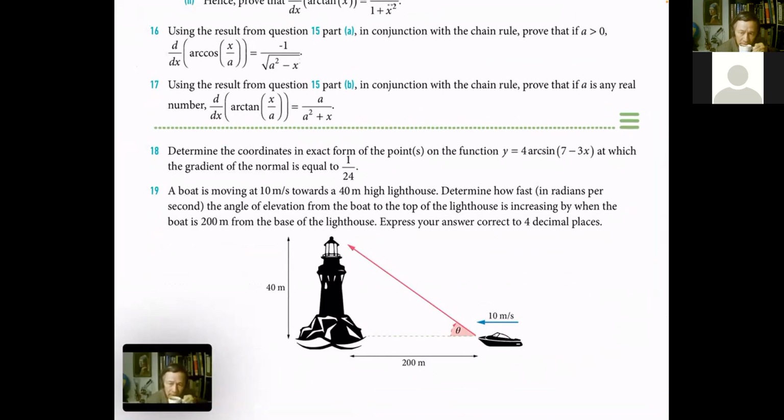Determine the coordinates in exact form of the points on the function y equals arcsine 7 minus 3x, at which the gradient of the normal is equal to 1 over 24. Oh, gradient of normal. So the normal is perpendicular to the gradient, right? Yeah. The gradient of normal. Well, how to interpret that? Ah, yes, that's right. So I know this question now.